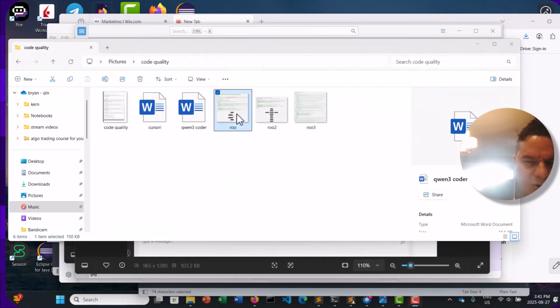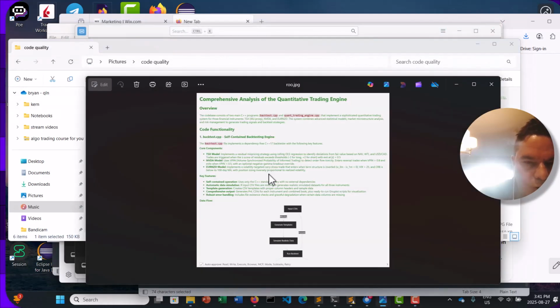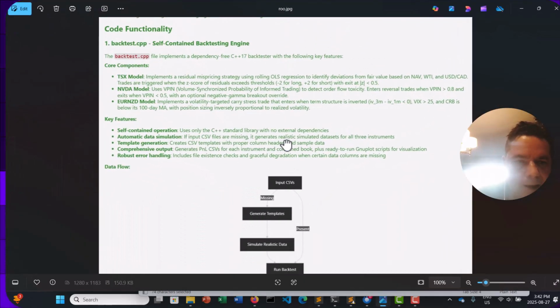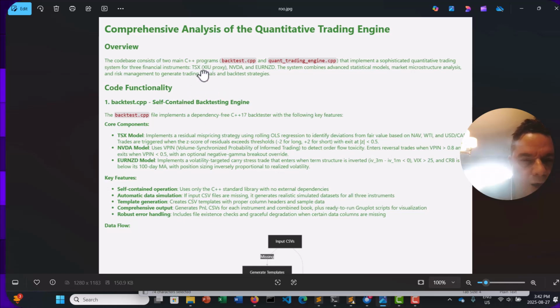Okay, so we're going to look at some more visual stuff using Roo, which is, again, pretty good actually. So this is a VS Code extension, Roo. The code base has two main, blah, blah, blah, quantitative trading. We already know those. Advanced statistical models, market microstructure analysis and risk management, generating trading signals and backtesting strategies.